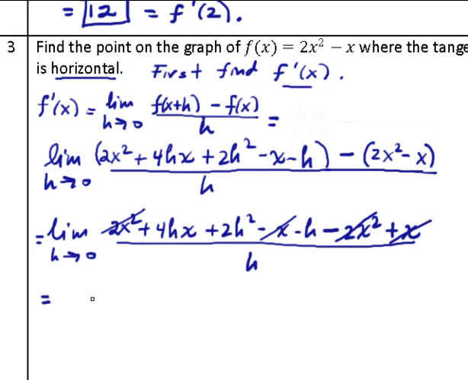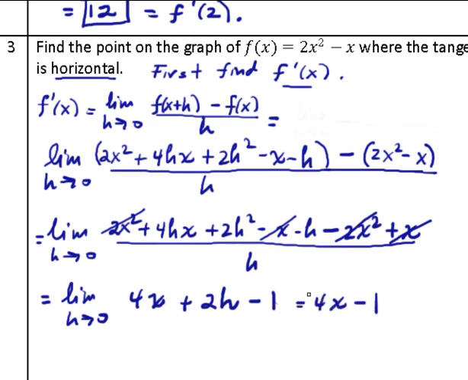Okay, so now we'll divide by h, and we have the limit as h goes to 0 of 4x plus 2h minus 1, because we're dividing h by h, so that's minus 1. Now take the limit as h goes to 0, and just this middle term goes to 0, and we have 4x minus 1.